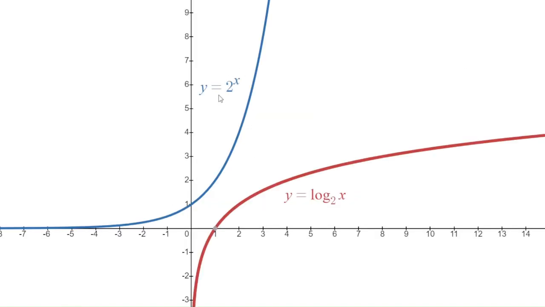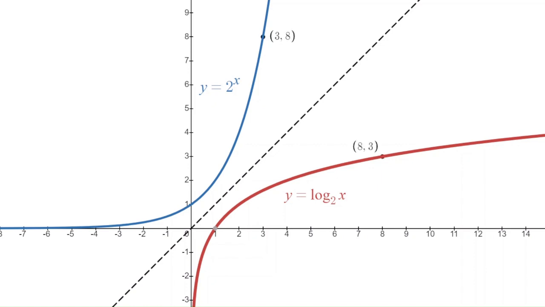Well, I've graphed the function y equals 2 to the x here in blue, and y equals log base 2 of x in red. Now, notice these functions are reflections of each other across the line y equals x. Notice, for example, that the ordered pair (3, 8) is on the graph of 2 to the x, and the ordered pair (8, 3) is on the graph of log base 2 of x. And notice that these 2 points are reflections of each other across the line y equals x.